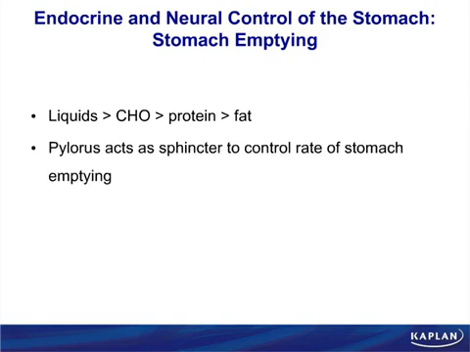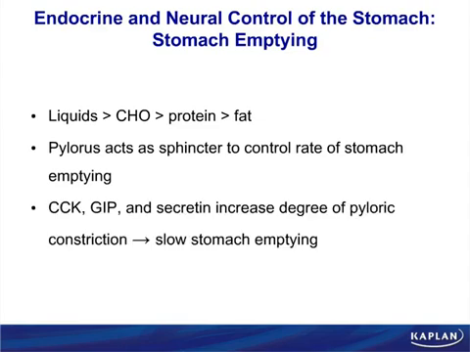The pylorus is a sphincter, and it controls the rate of stomach emptying. The more the pyloric sphincter is tightened, the slower it leaves. And that's why cholecystokinin, GIP, and secretin tighten up your pyloric sphincter. CCK, incretins, and secretin all slow GI secretions. CCK in response to fat. Fat slows the stomach. GIP and GLP in response to carbohydrates. Secretin in response to acids.